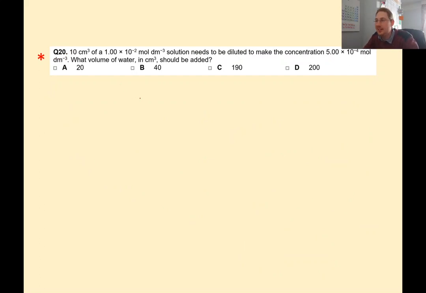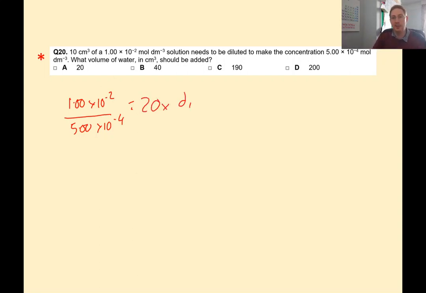Right, this is a question about diluting down. How much water do we need to add? Well, there are a couple of ways to do this, and let's go with the dilution method first. So we are diluting something that is 1 times 10 to the minus 2. We're diluting it down to 5 times 10 to the minus 4. If I work out the dilution factor, 1 times 10 to the minus 2 divided by 5 times 10 to the minus 4, that's a dilution factor of 20 times dilution.